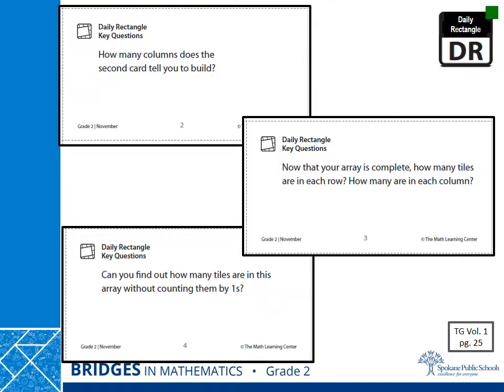Key questions for Daily Rectangle this month should draw students' attention to using the number cards to make columns and rows, rather than just building an array from the sum of the 2 numbers. This is also a chance for students to start developing more skip counting strategies to determine the total number of tiles in the array, beginning to build a strong foundation for multiplication.